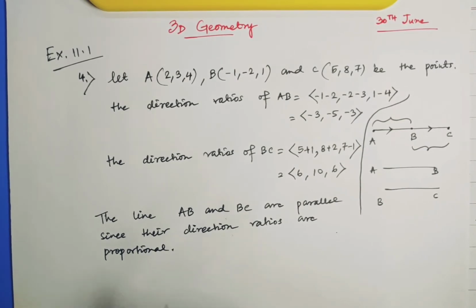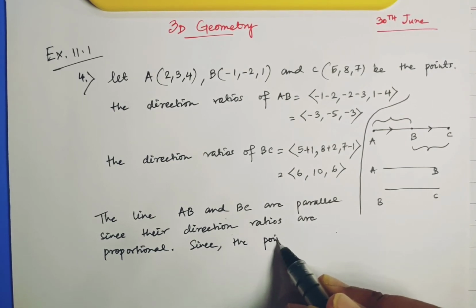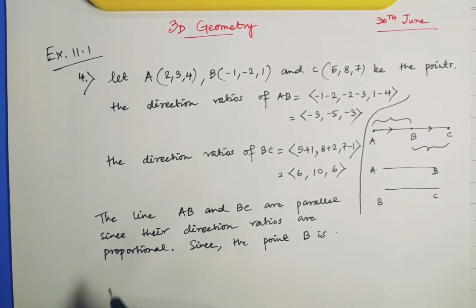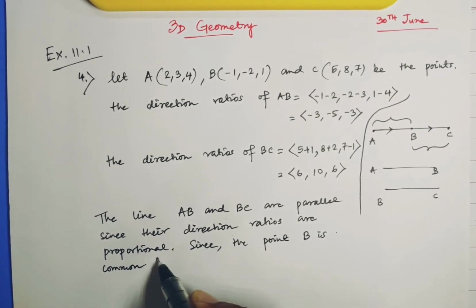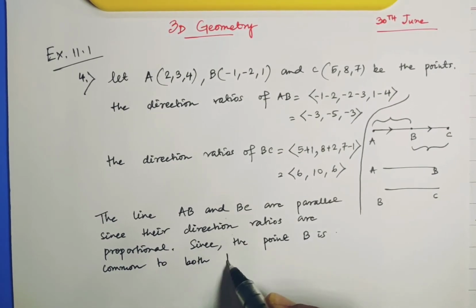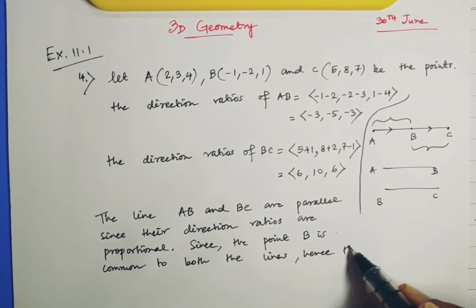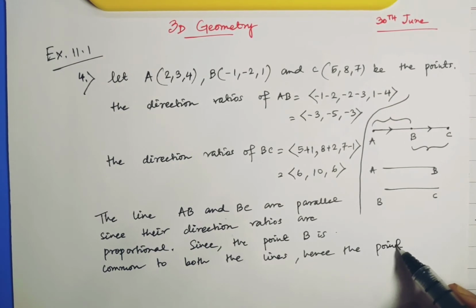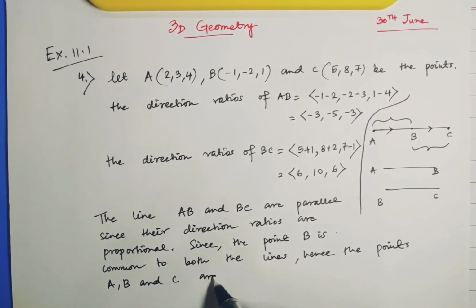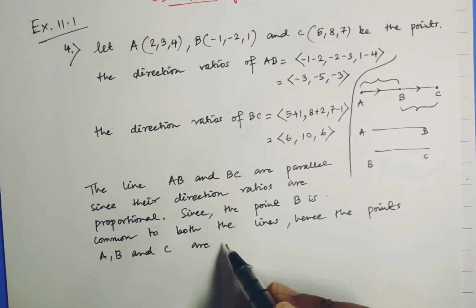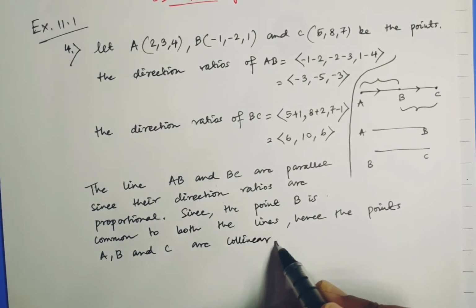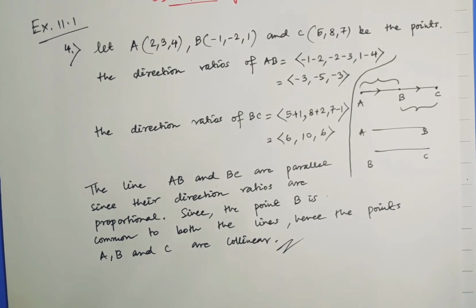Right? Now, I will write since the point B is common to both the lines, hence the points A, B and C are what? Collinear. That's it. Understood?